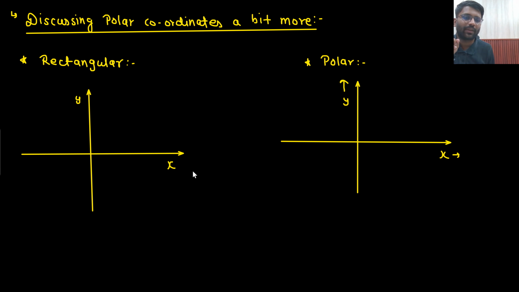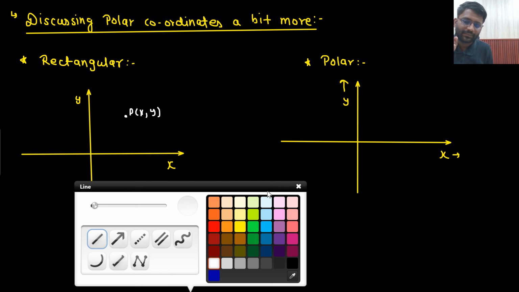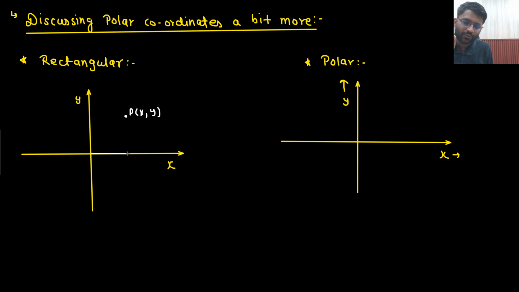In the rectangular coordinate system, what happens? I need to reach the point P, which is (x, y). So how will I reach? I will walk a distance of x in the x direction, and then I will walk a distance of y in the y direction. This is how I will reach.